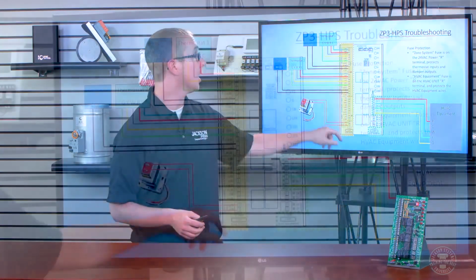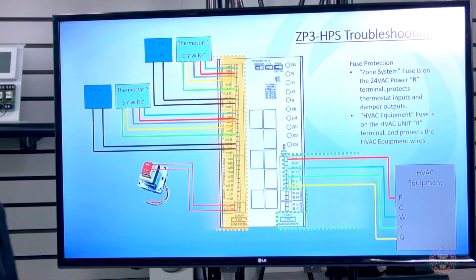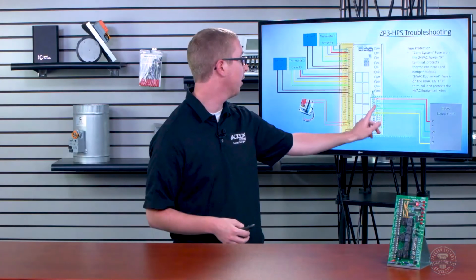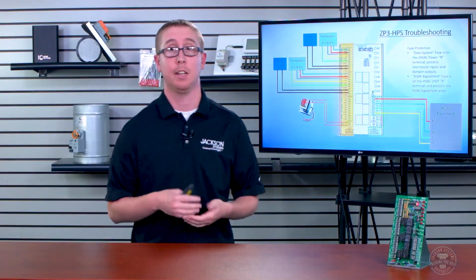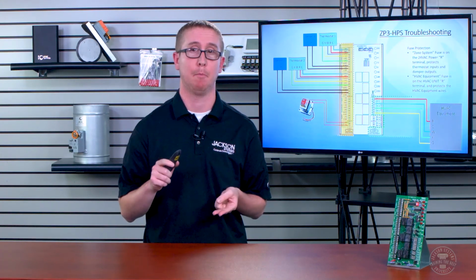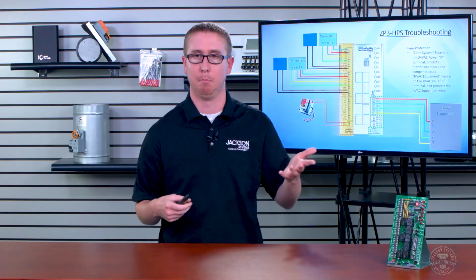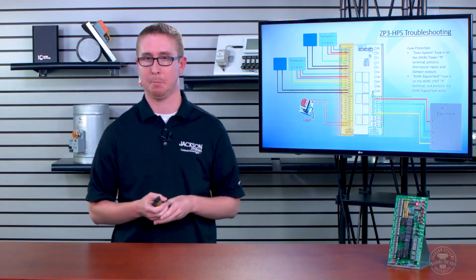As a note, the fuse down here is protecting your transformer and all your thermostat terminals. The fuse down here is protecting your HVAC system terminals. So obviously, if you're saying, I'm not getting output voltage to my thermostat and my thermostat's not on, or I'm just not getting power to my zoning panel, or you're saying, I'm not getting outputs to my HVAC equipment, check the fuses first and foremost. Make sure it's not just a really low-hanging fruit kind of issue, so to speak.